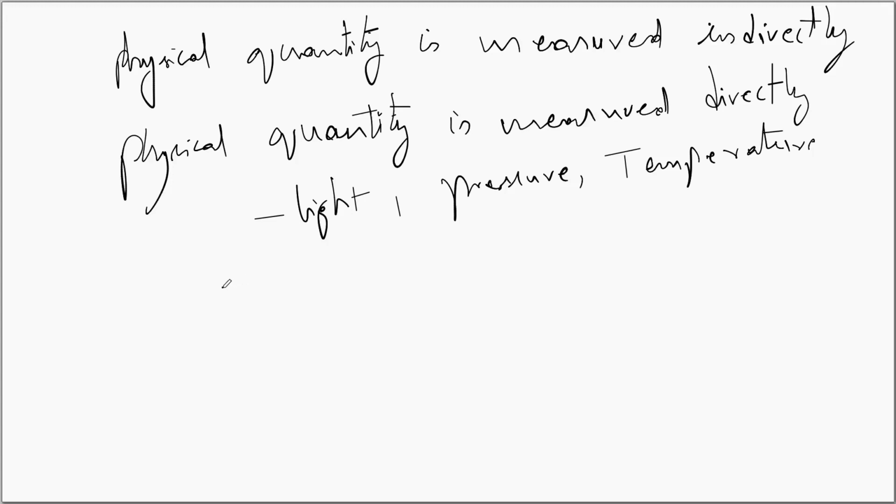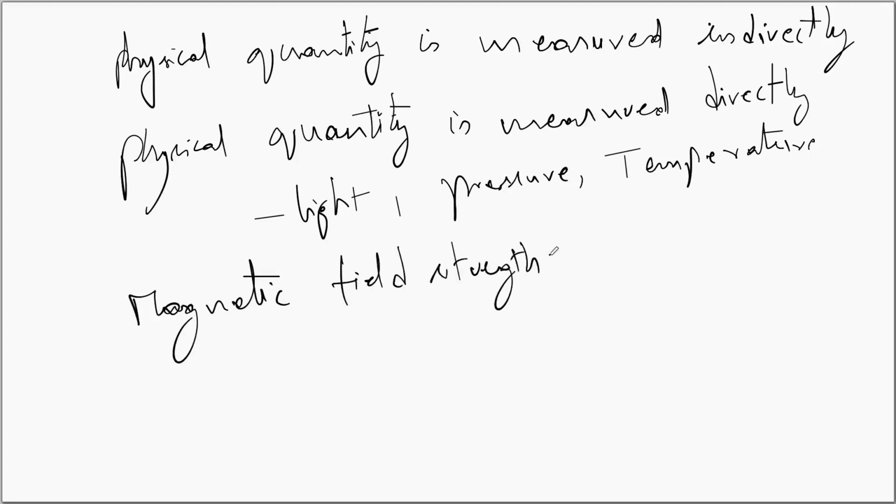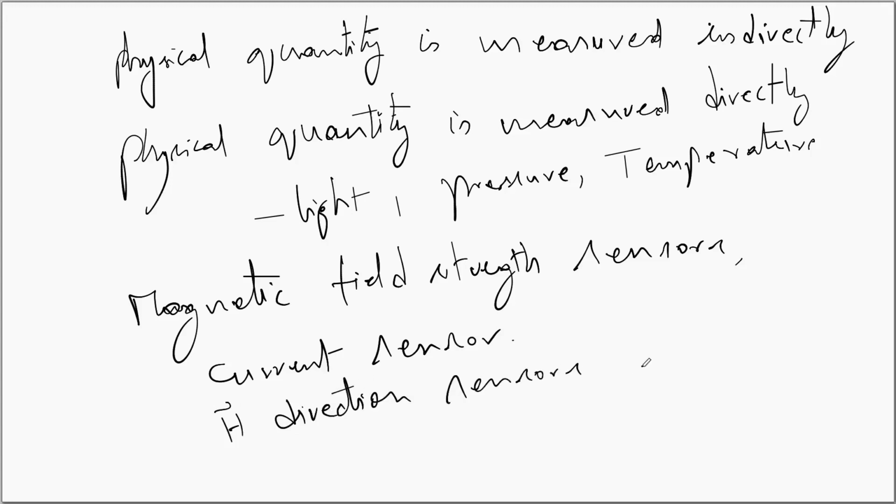In the case of magnetic field sensors, we have the magnetic field strength sensors, the current sensors, magnetic field direction sensors, etc. Using the magnetic field sensors, one can find out the magnetic field strength or the magnetic field intensity. One can measure the current passing through a conductor. One can find out the direction of the magnetic field.